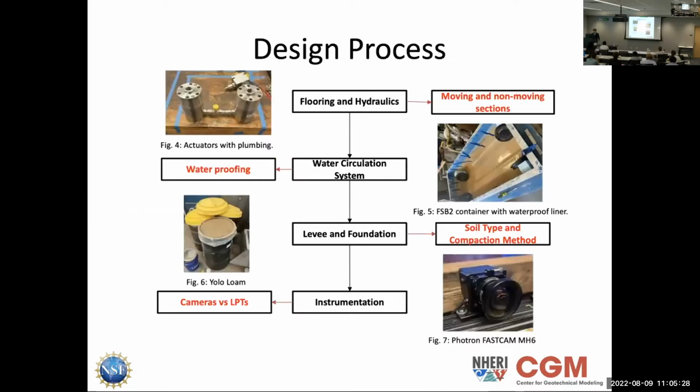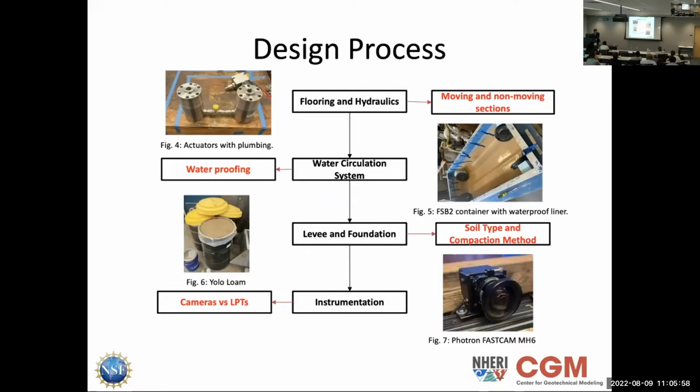So, our design process. The first thing that we decided to do was break it into 4 major systems. We had flooring and hydraulics, the water and circulation system, our levee and foundation, and then our instrumentation. For each of those systems, we found a key design decision. We had our moving and non-moving sections for our flooring, our waterproofing for the water circulation system, our soil type and compaction method for the levee, and then cameras versus low power transmitters for instrumentation.